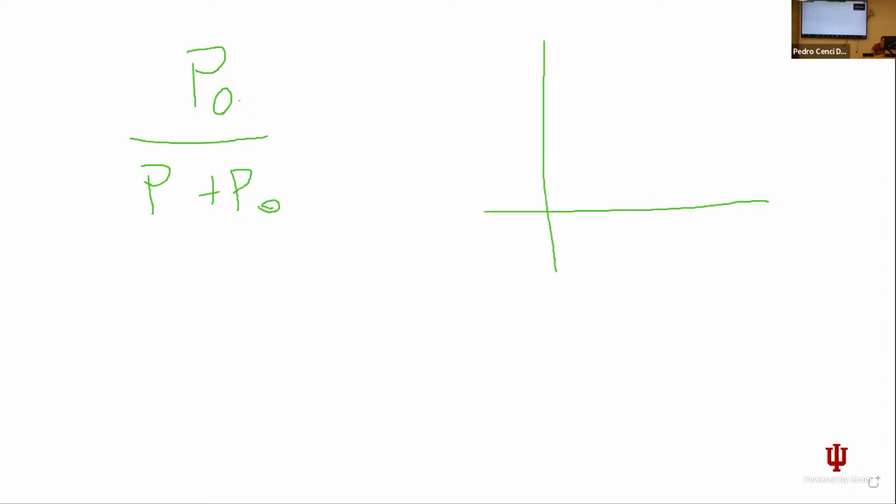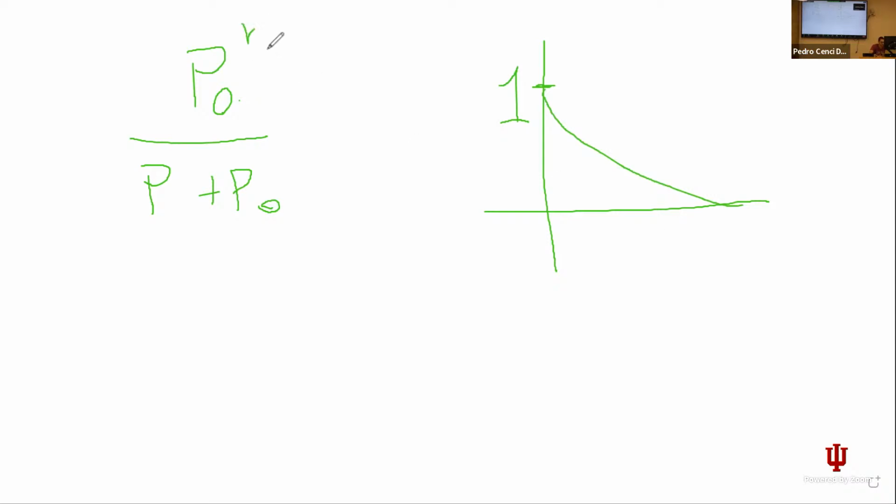What is the graph of this? So if the pressure is 0, this function gives you a certain value. It gives 1. Sorry, yes, 1. What happens if P goes to infinity? 0. The function goes to 0. Is that okay for everyone? All right. So if you do the limit of P going to infinity, this goes to 0.